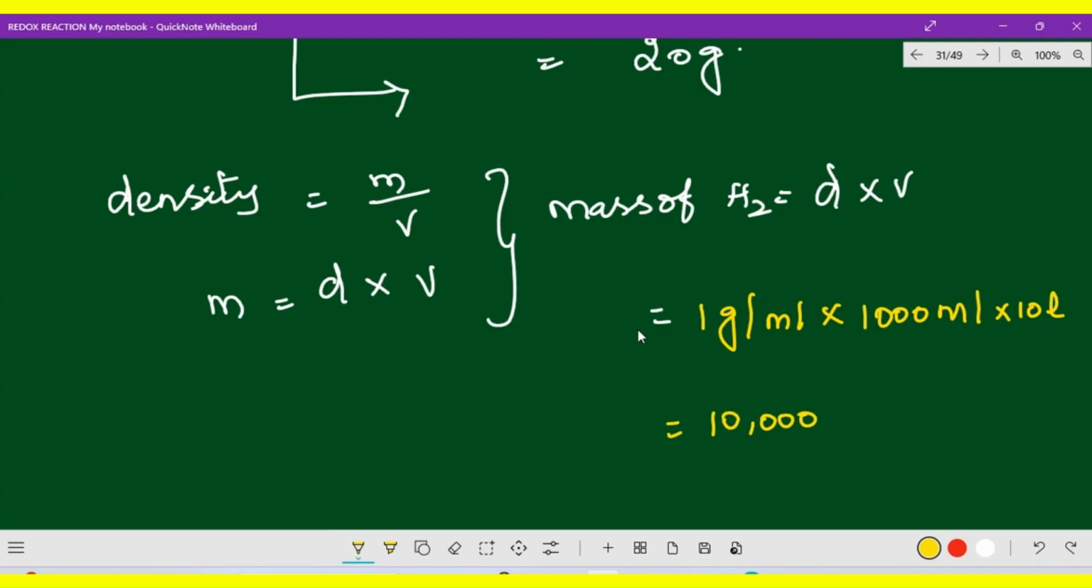That is in gram. Here the mass of water is what they mentioned. Mass of water is density into volume. So here 10,000 means 10 to the power of 4, can we write it? So 10 to the power of 4 gram, because it is the mass of water.